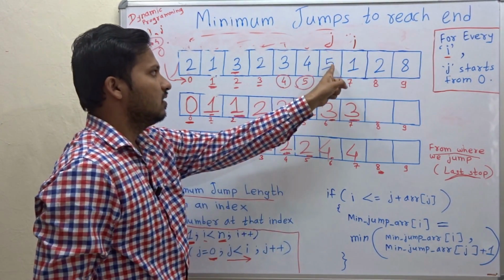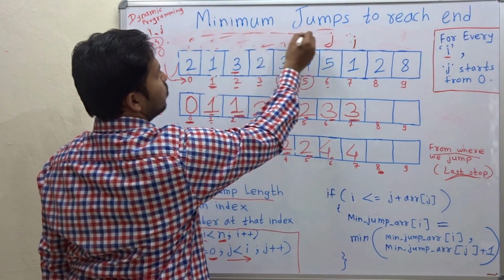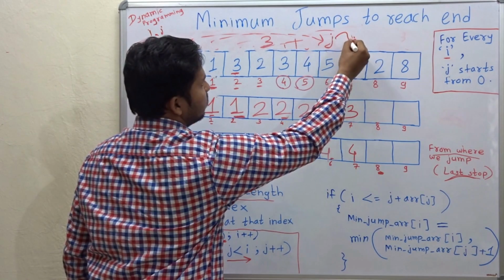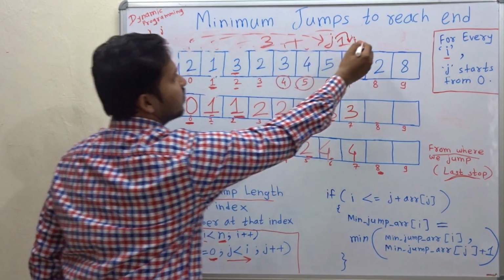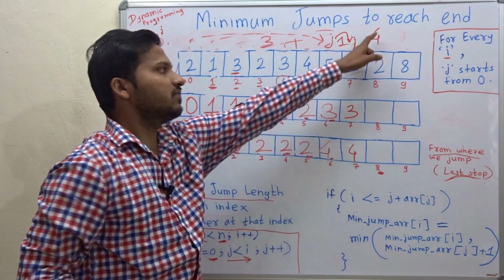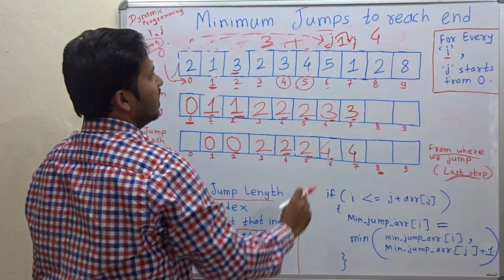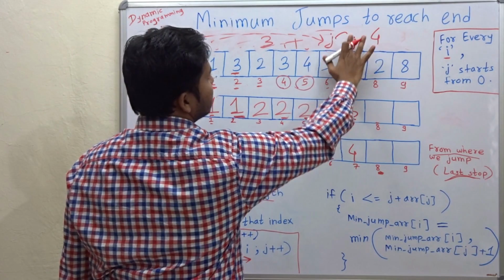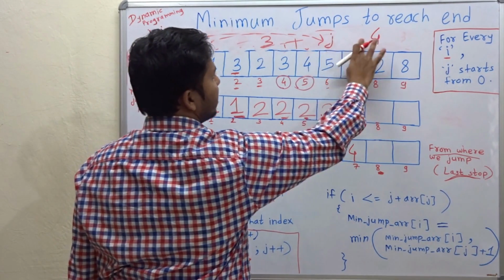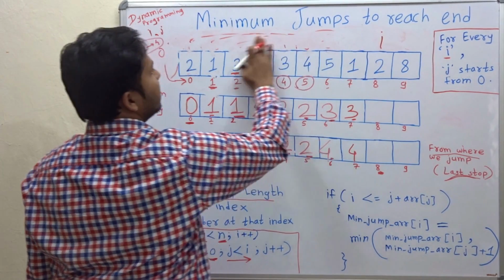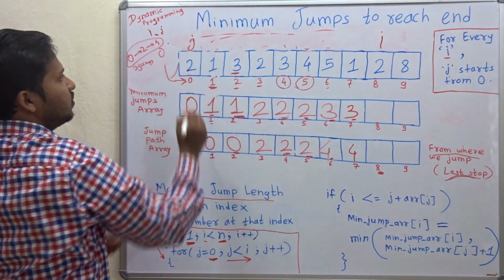So see, yes, it is in range. So to reach the jth place, 3 jumps are needed and this 1 jump. So 3 plus 1 is 4, and as 4 is greater than 3, we keep 3 as it is. Now as j has reached I, let's increment I. So I is incremented and j again starts from 0.